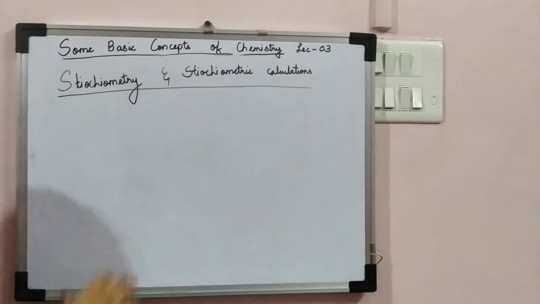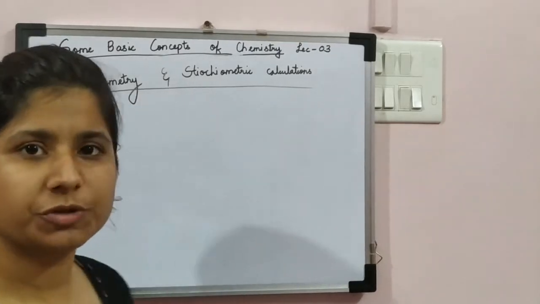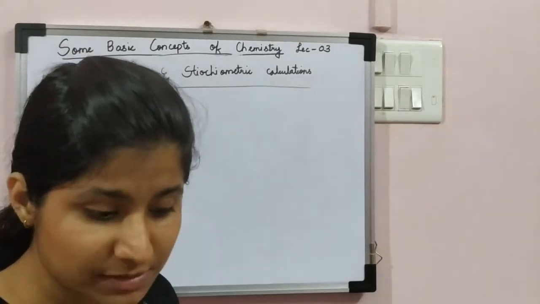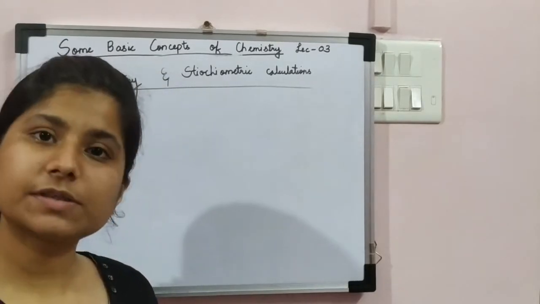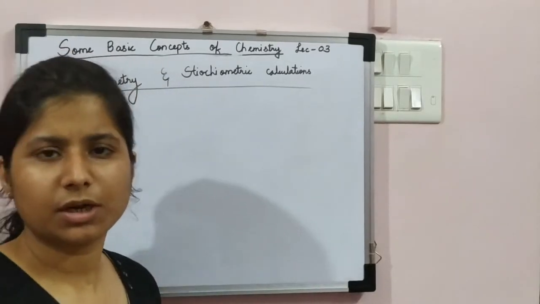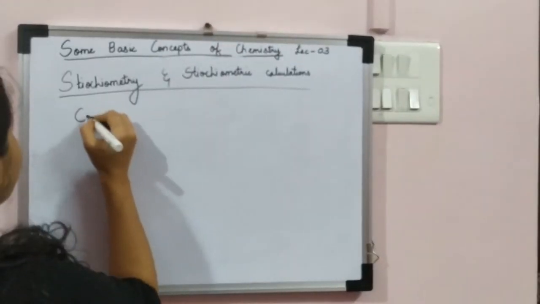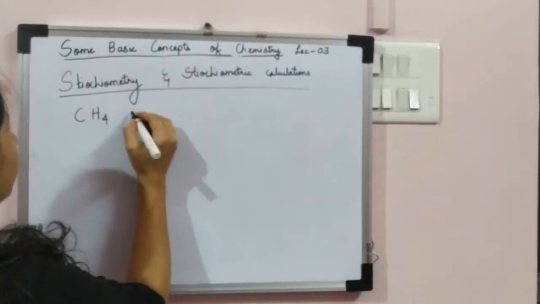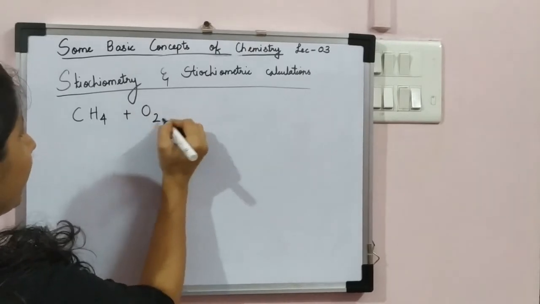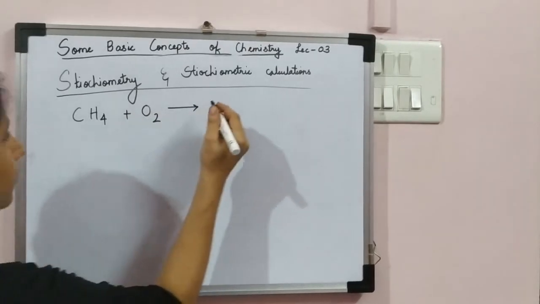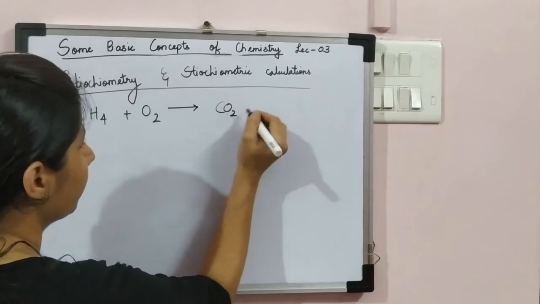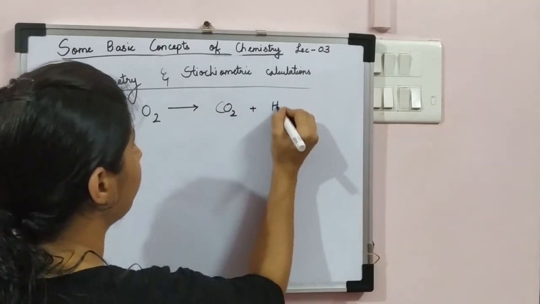So the next part that we will learn is stoichiometry and stoichiometric calculations. Now why is this important? Because this is what is applied in chemical reactions. Now we'll take one chemical reaction, which is the combustion of methane. So methane, if it reacts with oxygen, what do we get? We get carbon dioxide and water.